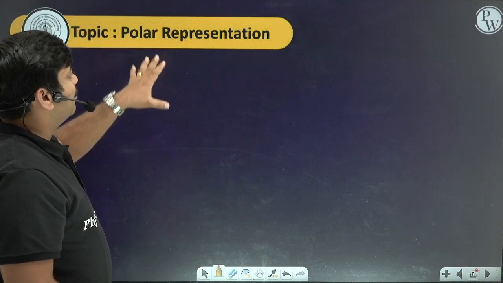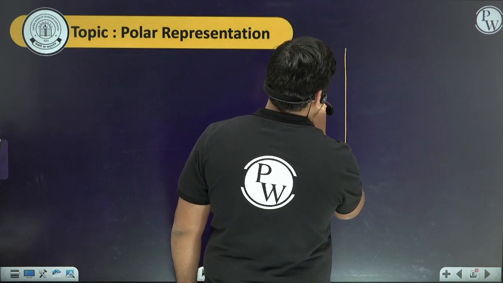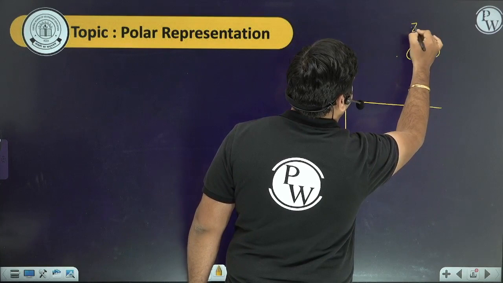See, first of all, let's take a point A comma B, or actually Z equal to A plus iB. So I have taken a point A comma B, and I know this angle is theta.